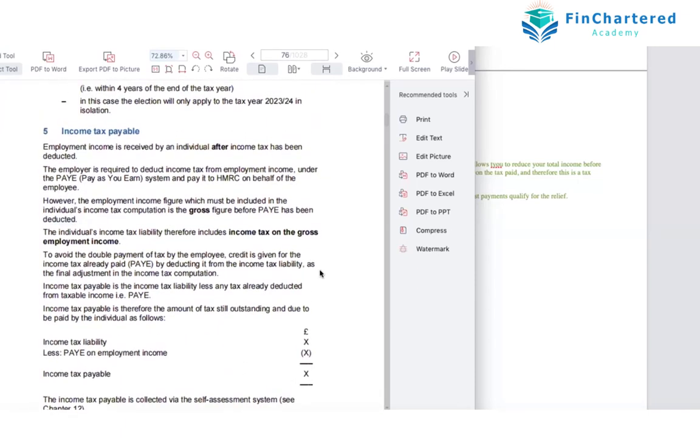What is income tax payable? This is basically pay as you earn, where your employer deducts the tax liability for you and pays it on your behalf, right? And because of this, when you show the computation, you will show the total liability, but from that you will separately show that pay as you earn has been deducted, and the remaining amount will be the payable amount.